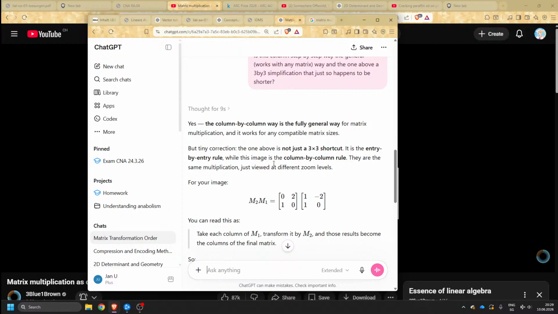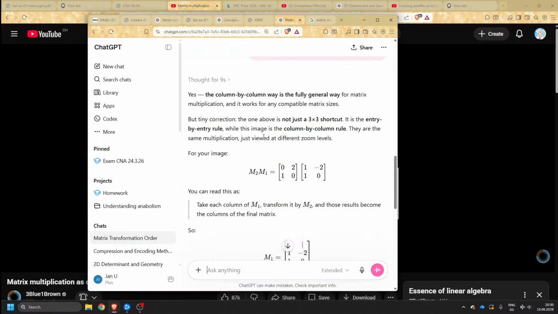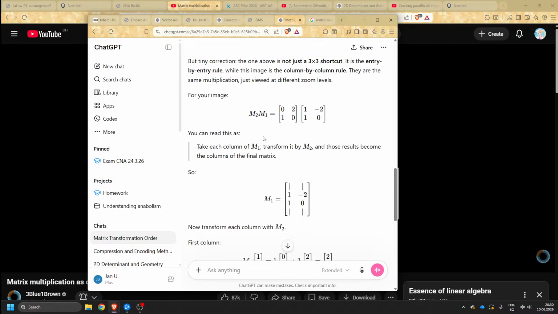The column by column way is the proper way, and the one above is not just the 3 by 3 shortcut, it's the entry by entry rule. Which matrix? While this image is a column by column rule, just viewed from different zoom levels. What do you mean by that? Why? Those are different perspectives, not zoom levels. Am I just misunderstanding the language?